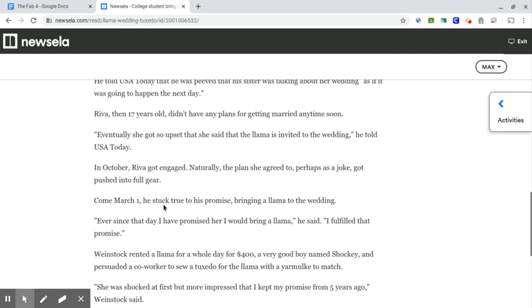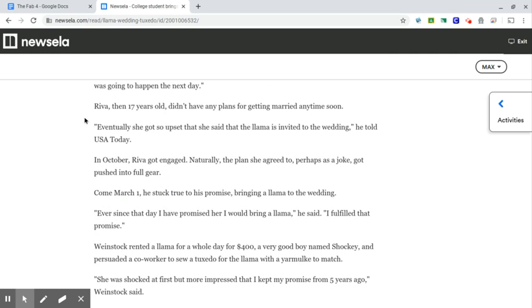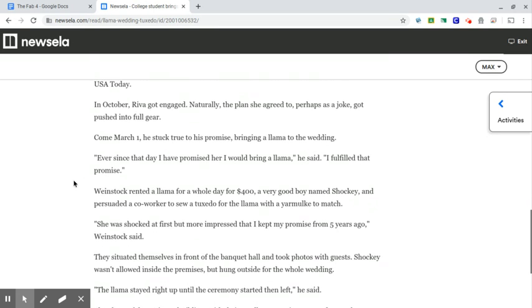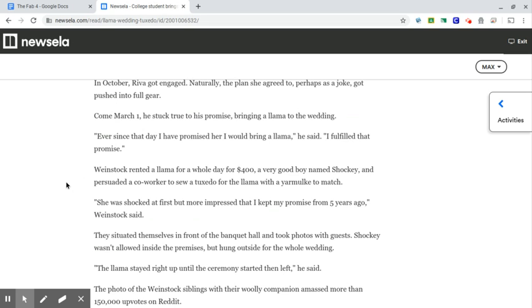Riva, then 17 years old, didn't have any plans for getting married anytime soon. Eventually, she got so upset that she had said that the llama is invited to the wedding, he told USA Today. In October, Riva got engaged. Naturally, the plan she agreed to, perhaps as a joke, got pushed into full gear. Come March 1st, he stuck true to his promise, bringing a llama to the wedding.